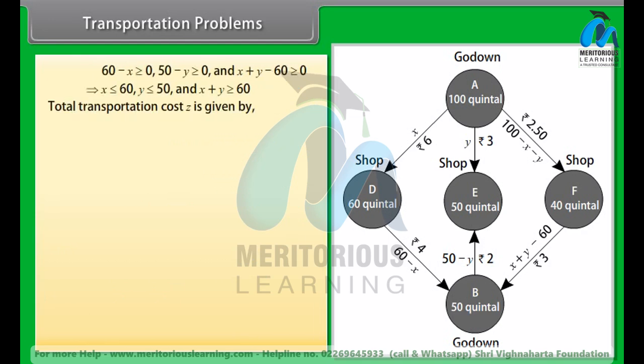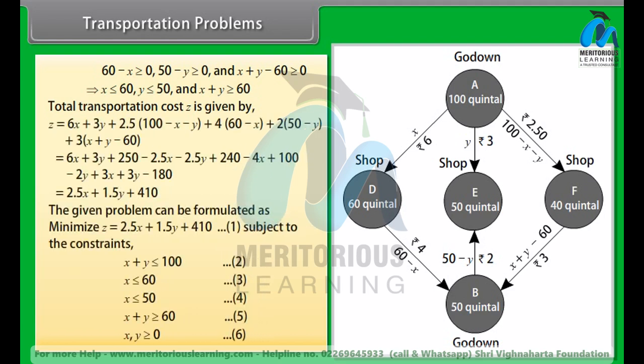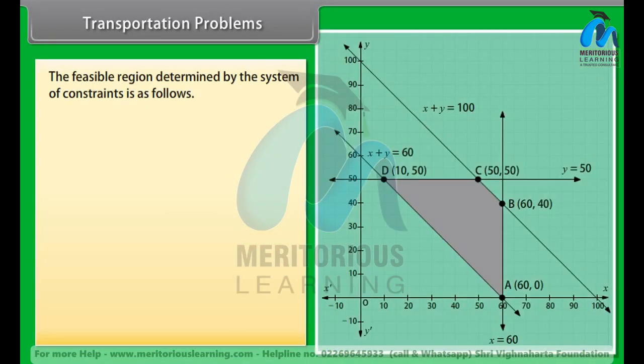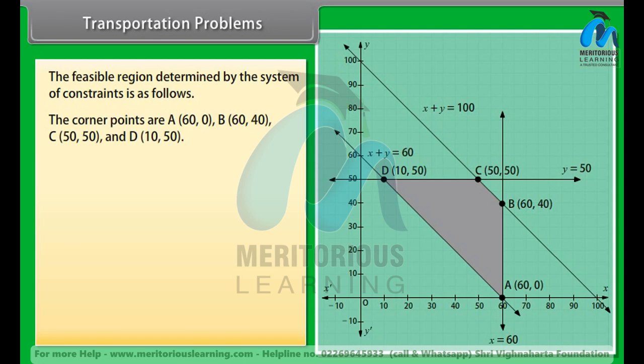Total transportation cost Z is given by the following. The given problem can be formulated as: minimize Z equals 2.5x plus 1.5y plus 410. Mark it as equation 1, subject to the constraints. The feasible region determined by the system of constraints is as follows. The corner points are A (60, 0), B (60, 40), C (50, 50) and D (10, 50).